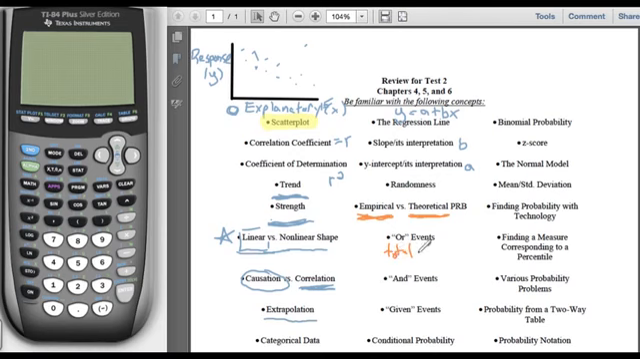Recall that OR means total or add, AND means overlap, or multiply if you have multiple events, and given refers to a conditional probability.